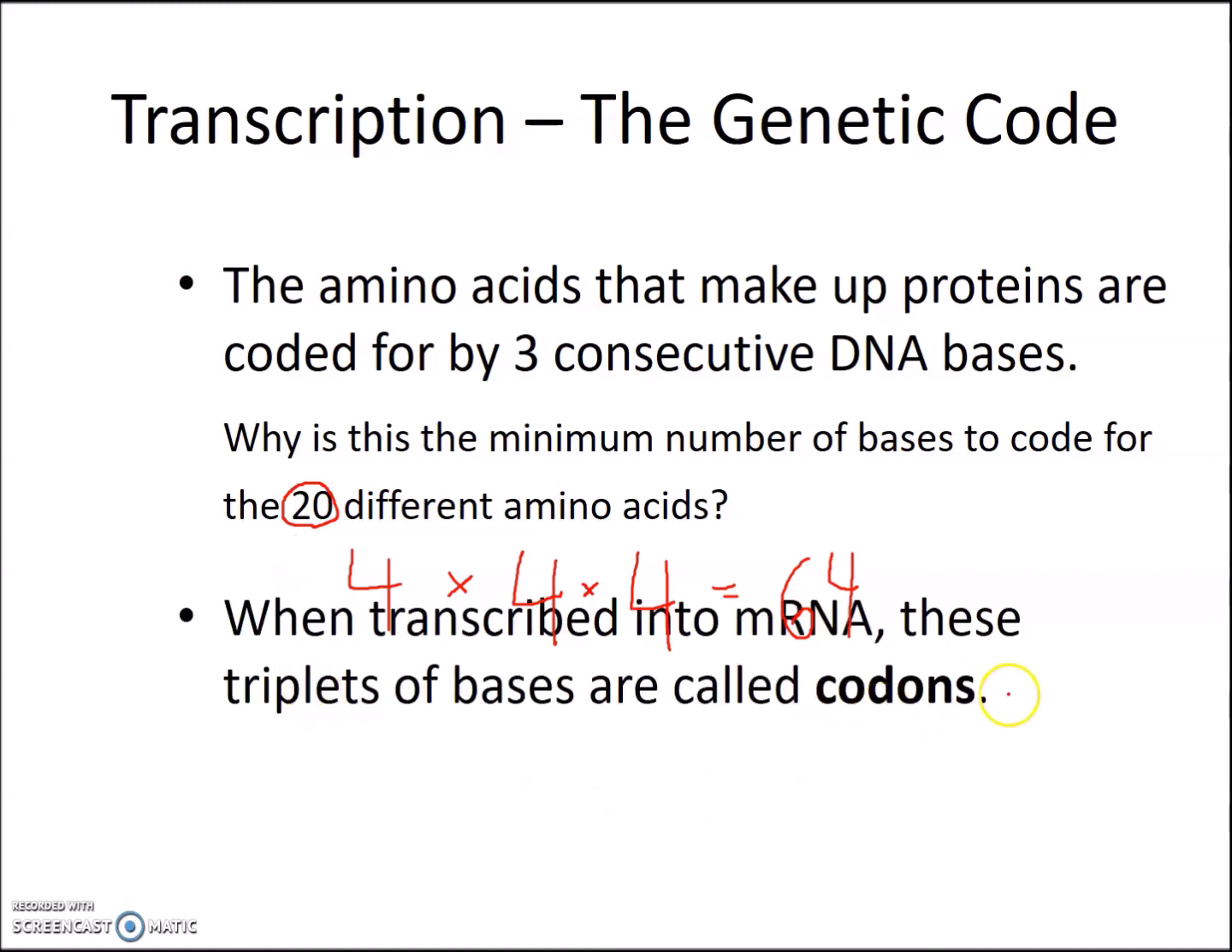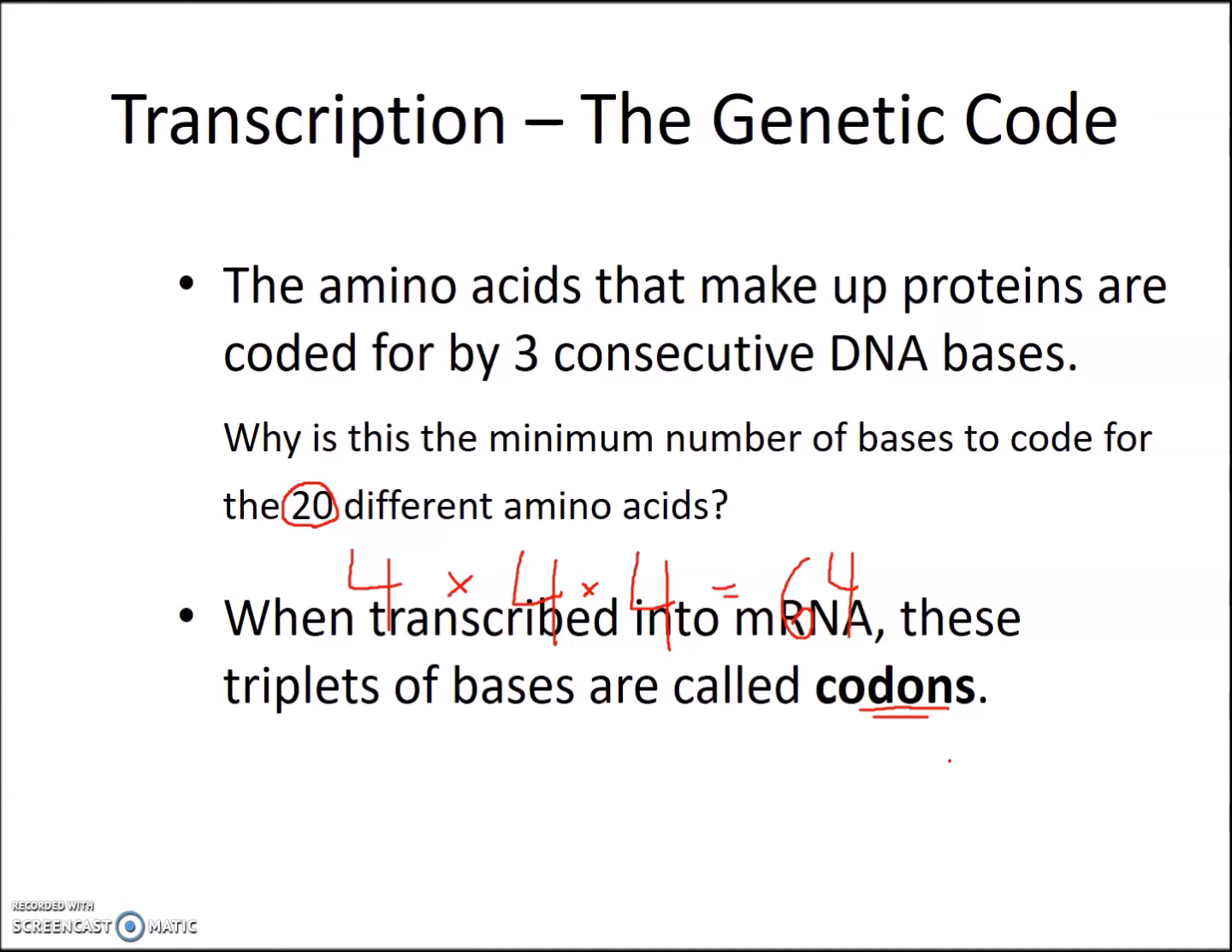All right. When transcribed into messenger RNA, the 3-letter codes, or triplets of bases, we give the name codons. Aha! In the language of messenger RNA, codons consist of 3 consecutive nucleotides, and we call them codons.